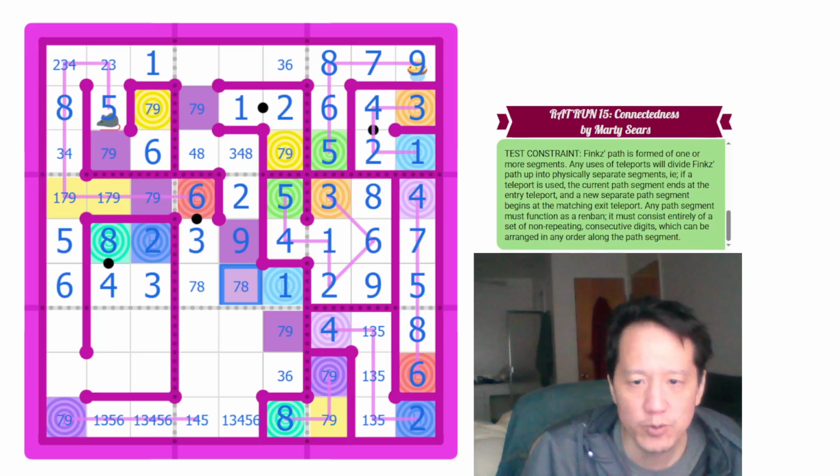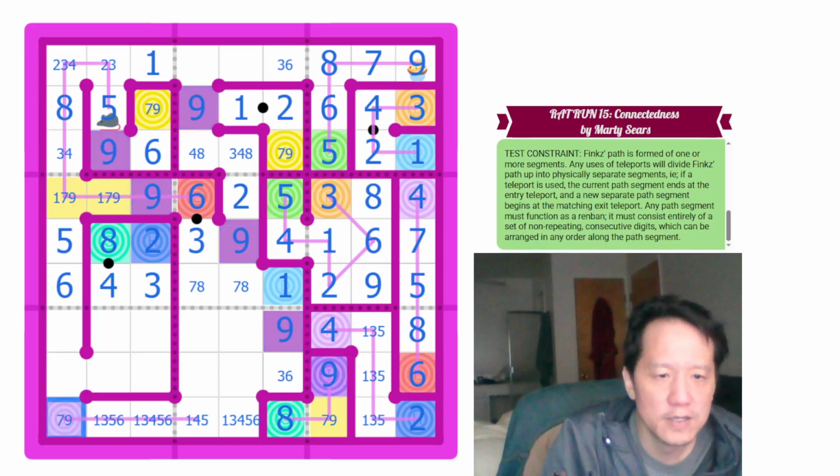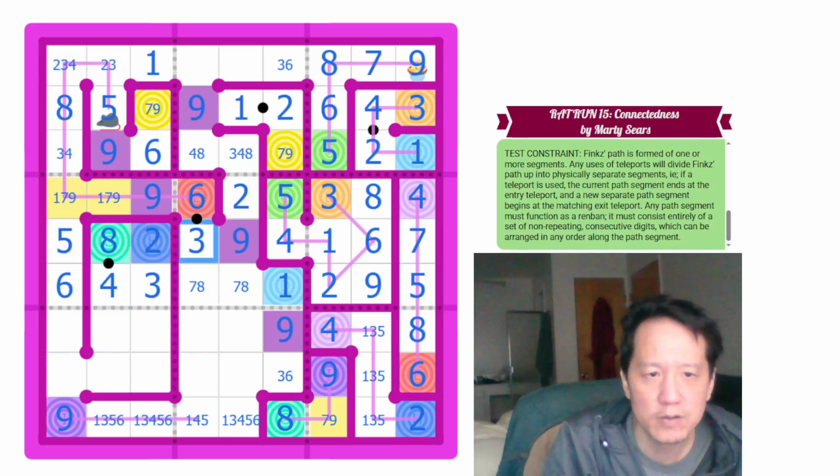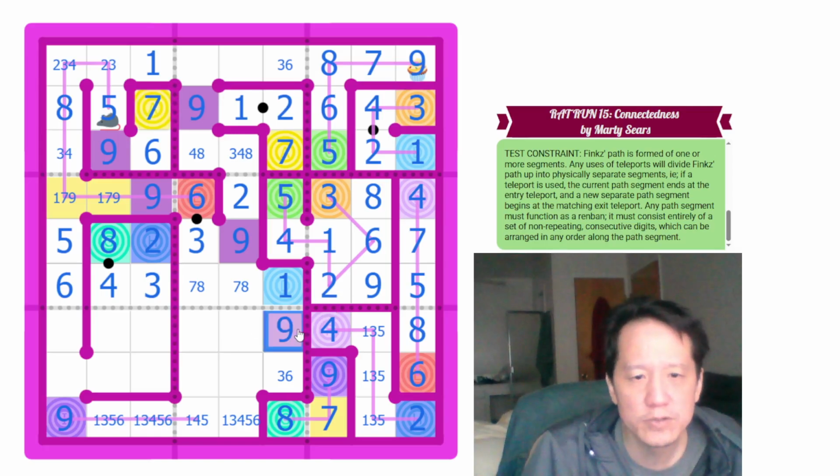So this can't be purple. This is the purple. This is a purple. So all the purples are 9s then. So this is a 9. This is a 9 because a 7 has to be here to connect this as a Renban. This is 7. This is 7 and 7. So we don't need the purples anymore because we have all the 9s.